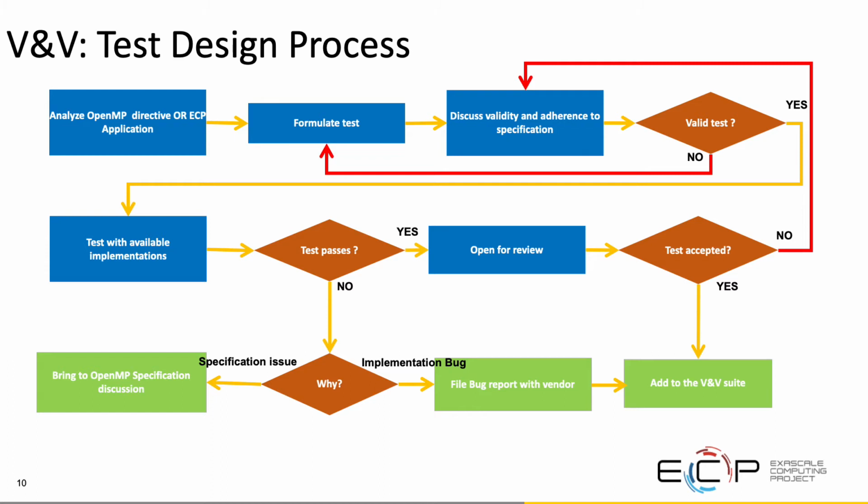So there are three basically good outcomes of this process. One, we sometimes find ambiguities in the specification, the wording, the language, and we take it to the OpenMP specification board, languages committee, and discuss that. If through the test, we find any bugs in the vendor compilers, we file those bugs with the vendors, and in the past, we've seen quick responses to resolution of such bugs. And once we verify that everything is correct, that goes in the V&V and it is made available to everyone.